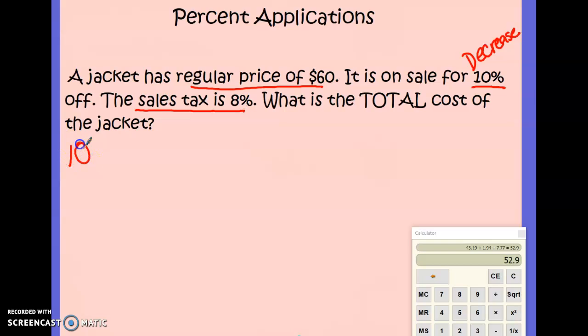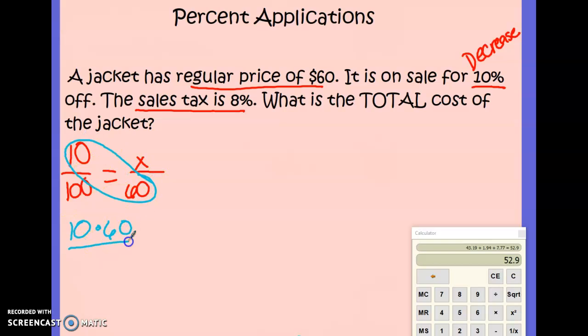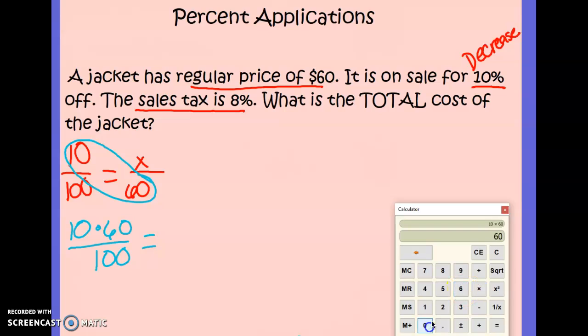Okay, so 10 out of 100. Okay, we're going to cross multiply 10 times 60 and divide that by 100. Okay, so 10 times 60 divided by 100 is $6, so our discount is $6. Okay, so our price after the discount is going to be 60 minus 6, which is $54. Okay, now when we're working with sales tax and it's not related to tip and stuff, you're going to add your sales tax after you take the discount.